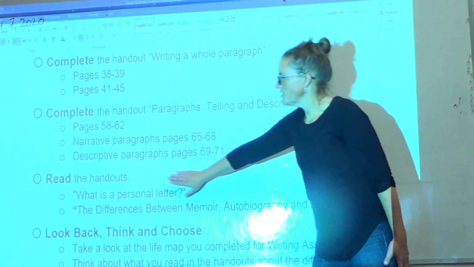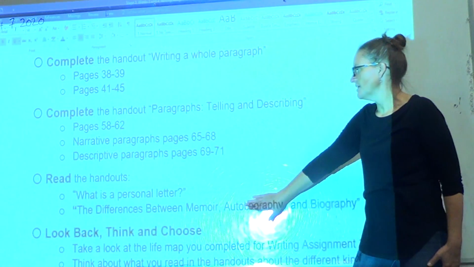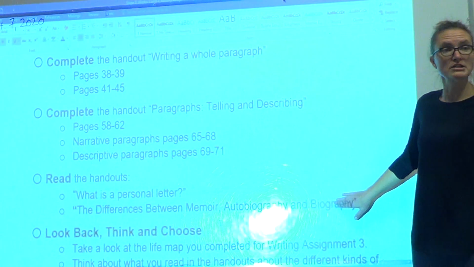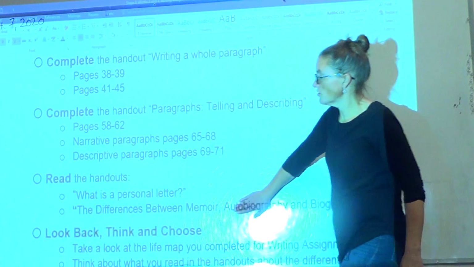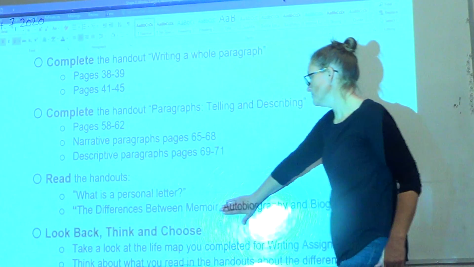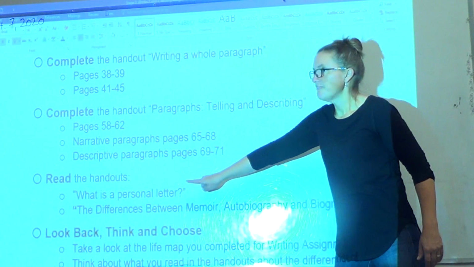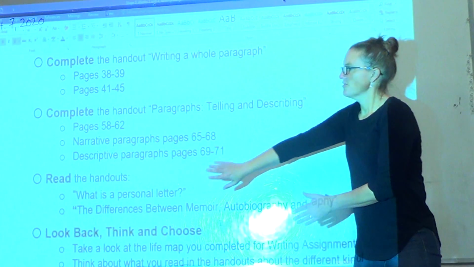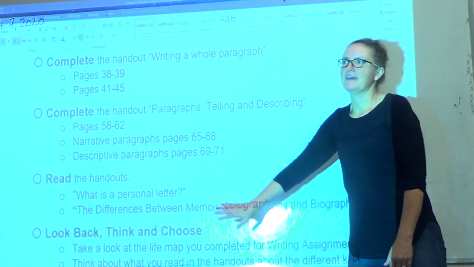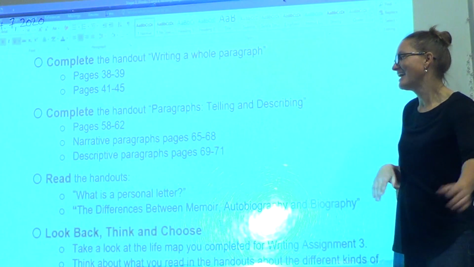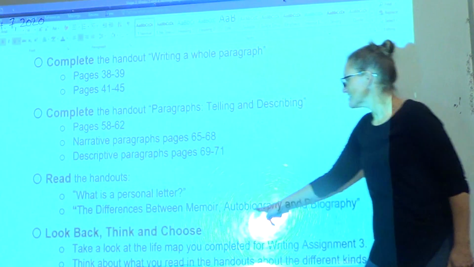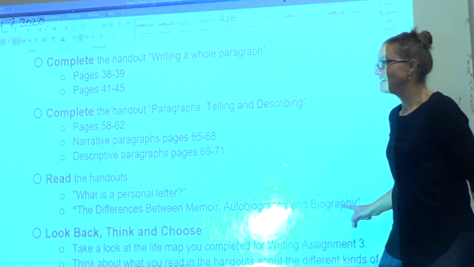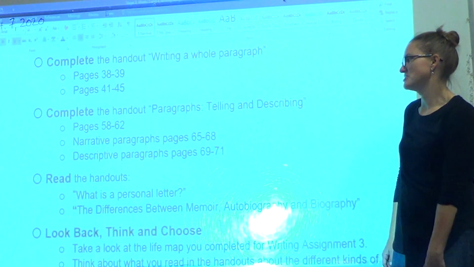Now here, read the handouts. What is a personal letter? The difference between a memoir, autobiography, and biography. If you see those on your list, those of you in class, you can strike this out. I did not include this article in your package. I do have what is a personal letter, I just gave it to you, and all those other handouts I just gave you are the ones that should be written here, but I made this first and thought of that later. So if you're looking for this, it's not there. For those of you online, the handouts, this is not there. Instead, just read all of those handouts that I just gave you.